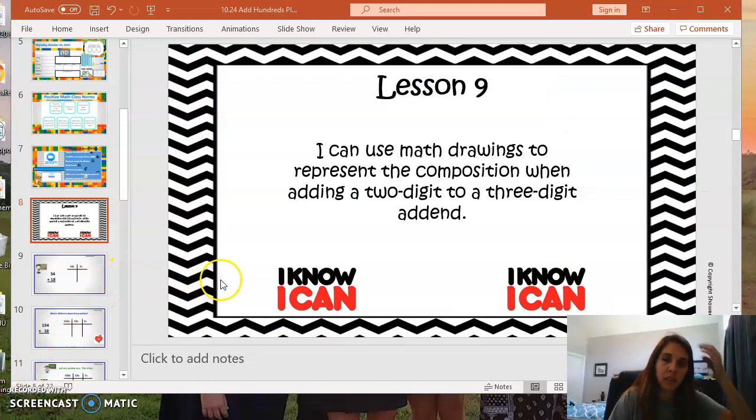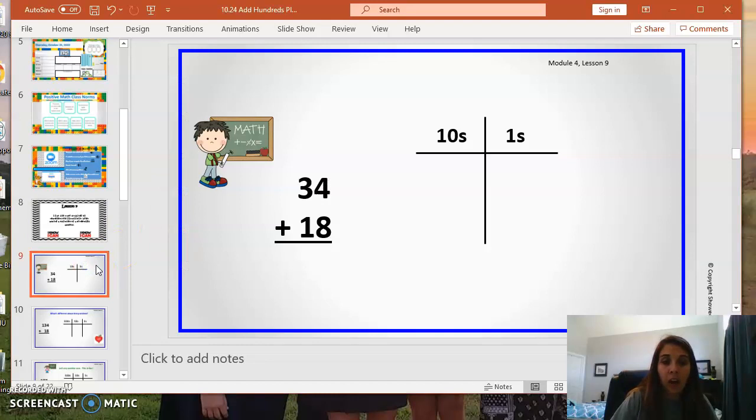Hopefully you've taken a few minutes to work that out with your learning coach. Today we're going to be looking at lesson 9. I can use math drawings to represent the composition when adding a 2-digit to a 3-digit addend. And our first problem is still 2-digit plus 2-digit. So we're setting it up a little bit differently by writing the digits in tens and ones. But we're still doing the same thing. 34 plus 18. So we've got our tens here and our ones here.